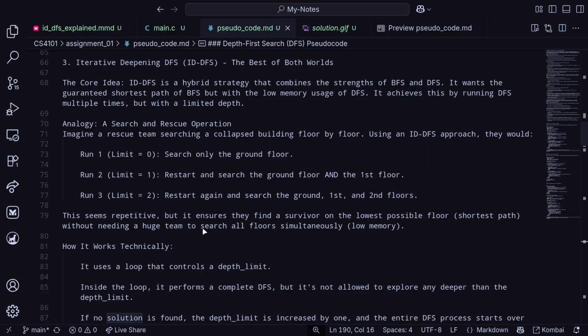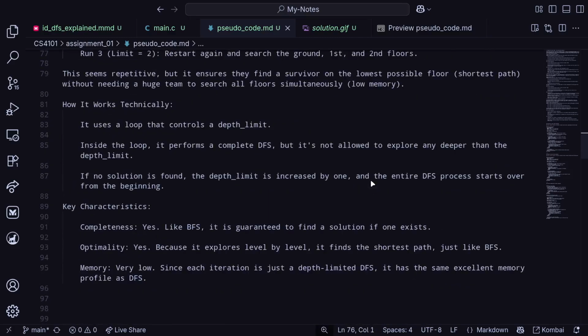So the point is that you are able to search each and every floor again and again to find the survivor on the lowest possible level or the shortest path, without needing a huge team to search all the floors simultaneously. Okay, so see, this is the shortest path and the lowest memory path. That's why it actually works quite well.